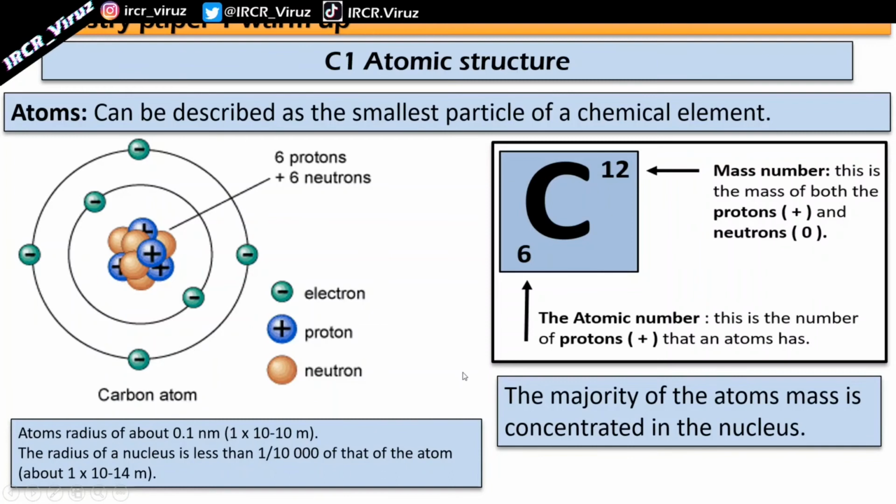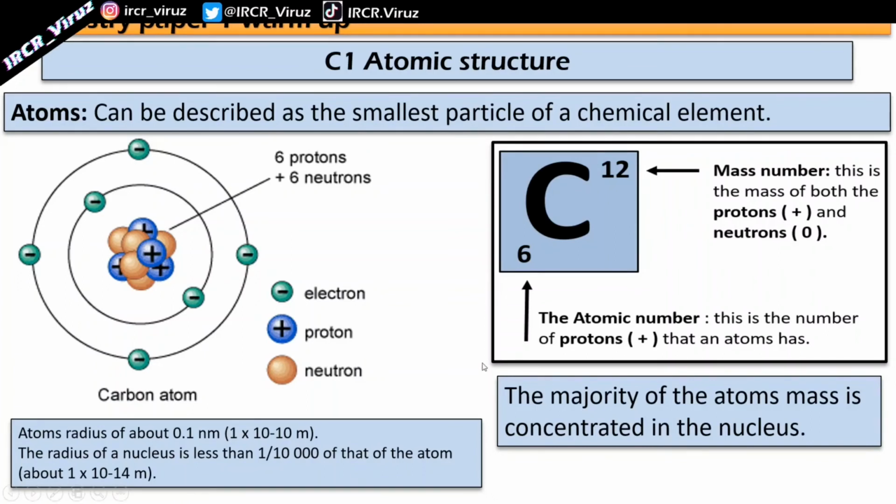Now, the atomic radius is about 0.1 nanometers, and the radius of a nucleus is less than 1/10,000 of that of an atom, about 1 × 10 to the minus 14 meters. So they are very, very small. This is something you have to bear in mind, but you won't be asked too much about it. Maybe they might ask you about the difference in size between an atom and an ion, and clearly you will have to say that the ions are smaller because they have one less shell, having lost electrons, and that will probably be in the case of metals.